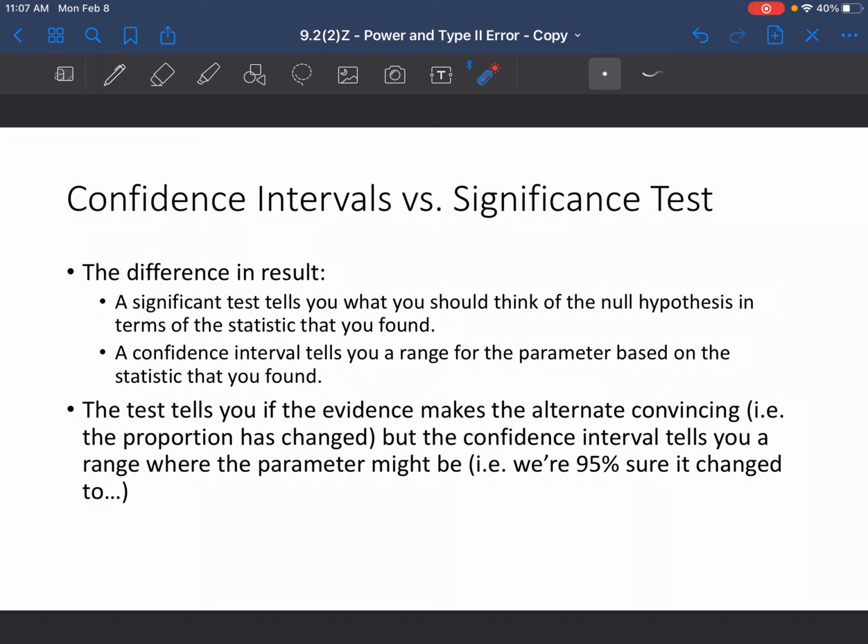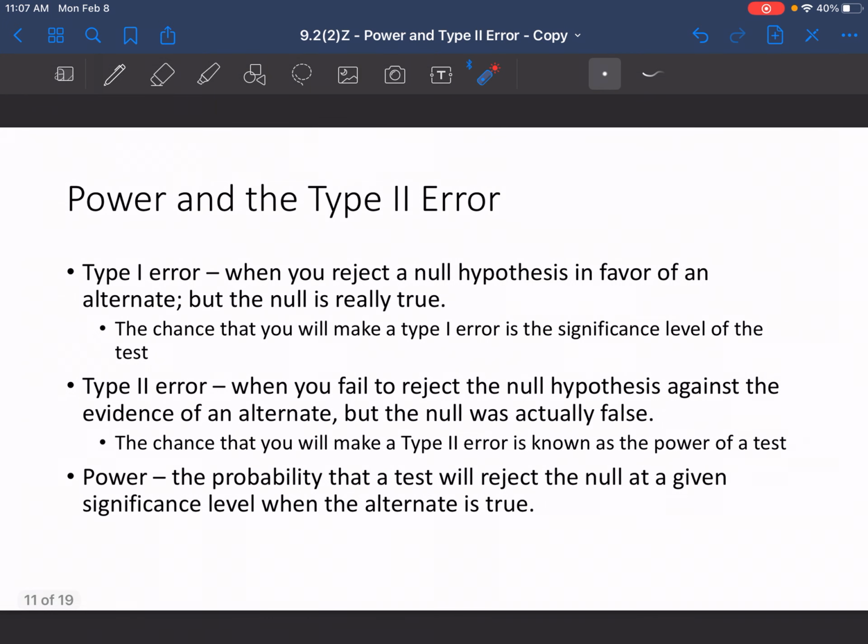So the test tells you if the evidence makes the alternate convincing or the proportion has changed, but the confidence interval tells you a range where the parameter might be. Or in other words, we're 95% or 90% confident that it actually changed to this, basically. So let's rewind and look at what we really should be looking at, which is power and type errors. So just a rehash.